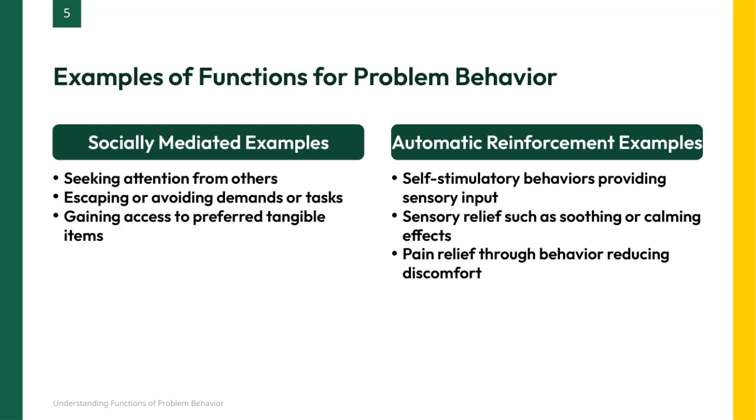On the other hand, automatic reinforcement involves behaviors that provide sensory input directly to the individual without involving others. Examples include self-stimulatory actions that provide sensory feedback, behaviors that offer soothing or calming effects, and even actions that help relieve pain or discomfort. Understanding these functions helps us tailor interventions that address the specific reasons behind the behavior.